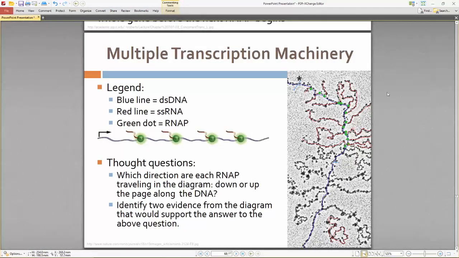Can you guys tell from this picture what direction each RNAP is traveling in the diagram? Is it traveling down or up? Any ideas? Down. Okay. Good. So, you guys are right. The ones near the bottom of the page, the RNA is longer or even completed, which suggests that it's further along the gene, so they're moving down.